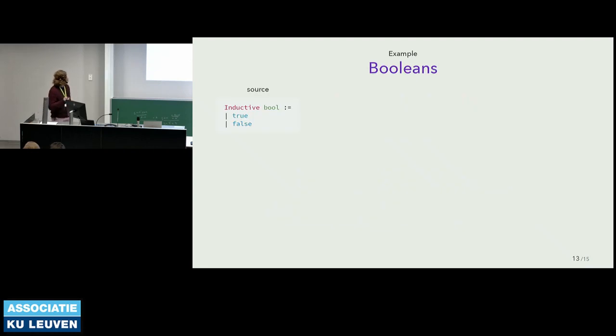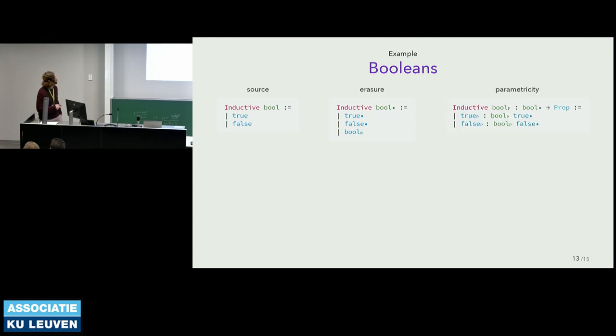So maybe it would be clearer with an example. If you take the booleans, true and false, then the erasure is just some new pointed type which has a special exception. And the parametricity predicate says that actually the only ones that are valid are true and false and not the exception.